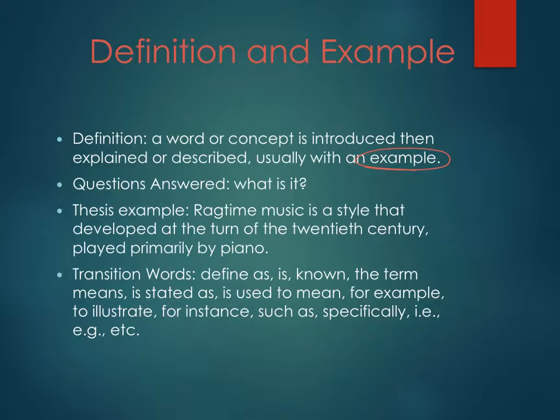A thesis example, ragtime music is a style that developed at the turn of the 20th century, played primarily by piano. An essay based on this could go on to talk more about how it developed at that particular time period and how the instrument helped develop it. Transition words, define as, and if you see define, that's kind of a key there. Known as, the term means, is stated as, is used to mean, for example, because we have to give examples in this particular piece, to illustrate, for instance, such as. And too, I mean, this is an often overlooked one, but just that basic verb is can be a huge keyword there.